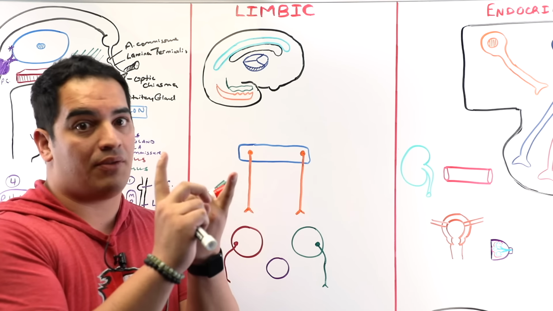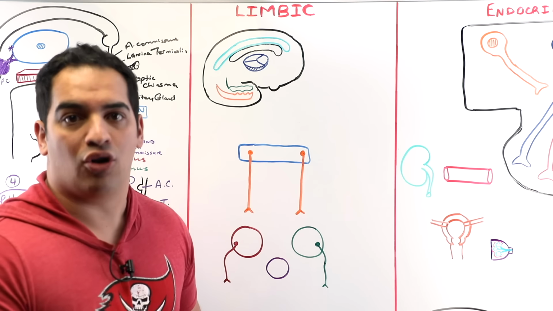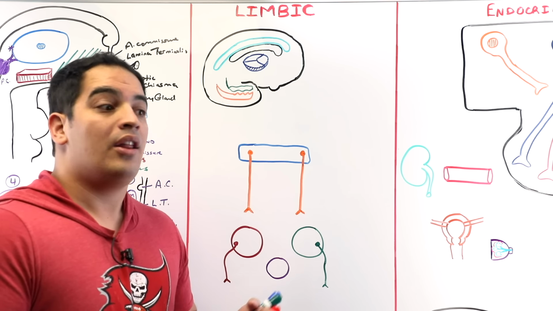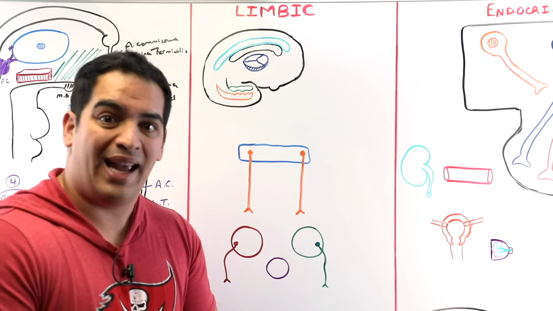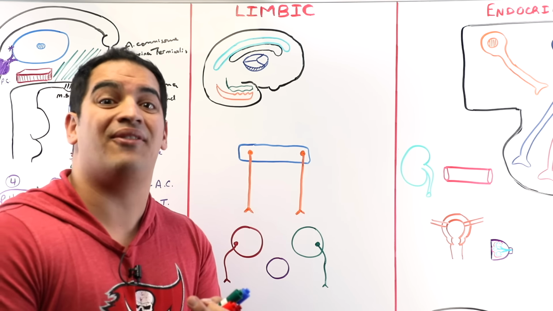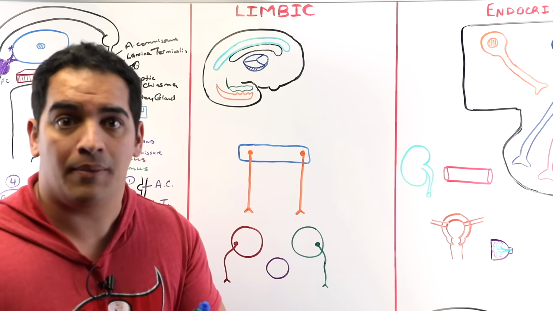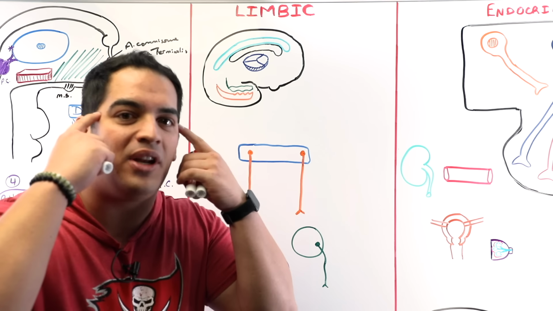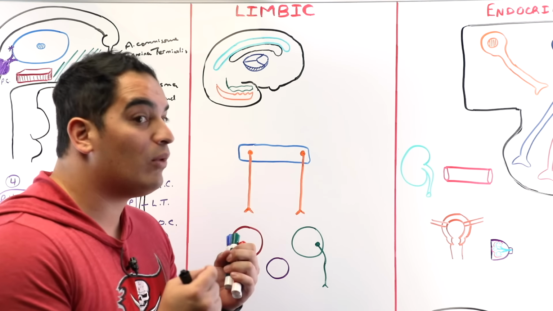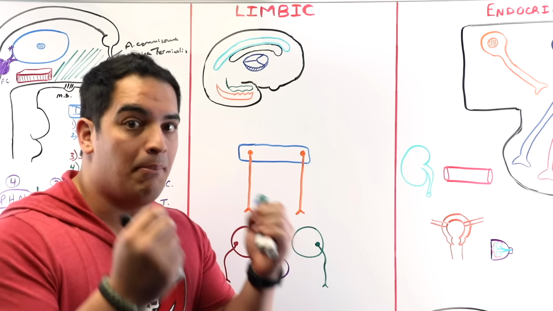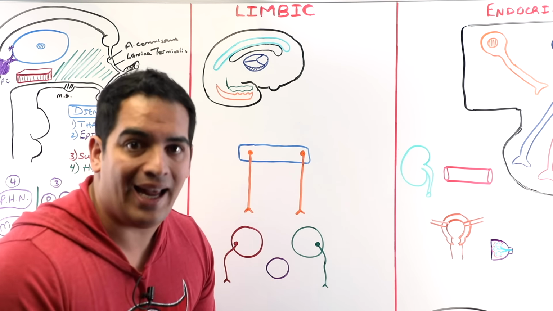I want you to remember it's involved in emotions. And when I talk about emotions, I'm talking about fear, aggression, anger. It's also involved with sexual behaviors, preferences. It's also involved in feeding behaviors as well, so satiety and hunger. And it's also involved in learning and memory. So when we talk about the limbic system, I really want you to remember that it's involved in memory, learning, your emotions, and sexual and feeding behaviors.